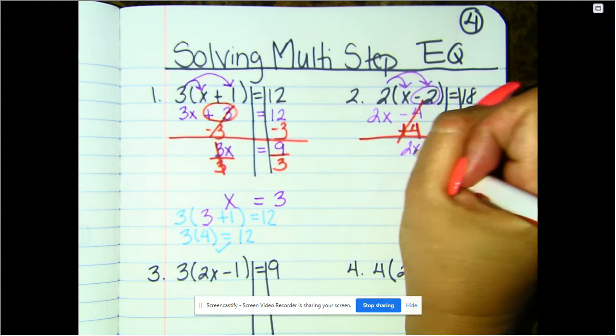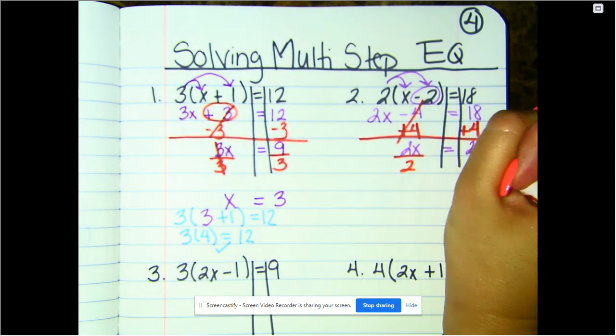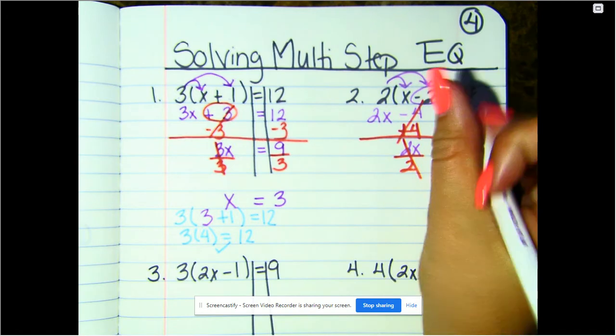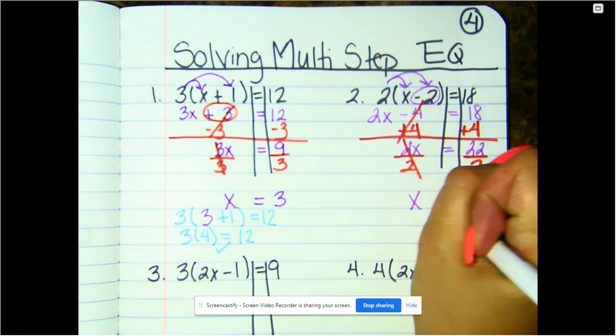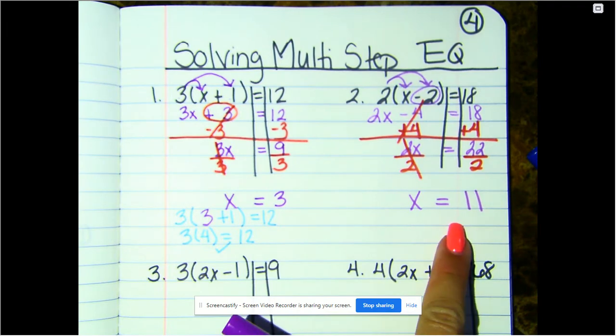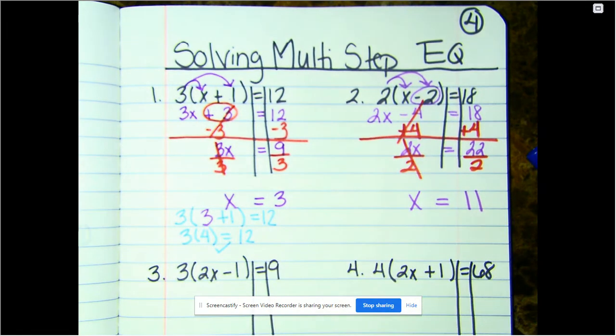And then I need to divide by 2 on both sides because that is the opposite of multiplication. 2 divided by 2 is 1, so I'm left with x is equal to 11 as my answer. Again, you can always check your work by plugging in 11 inside of parentheses.